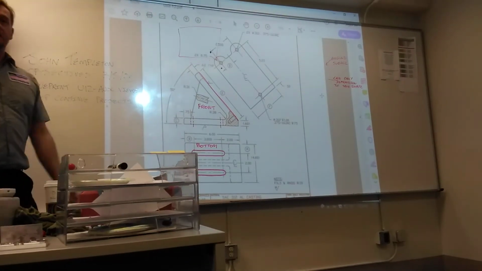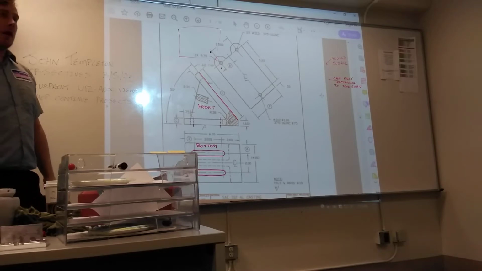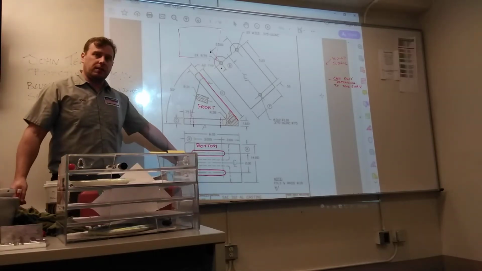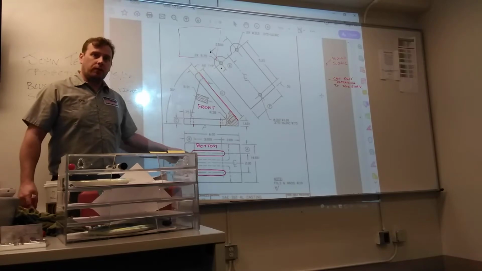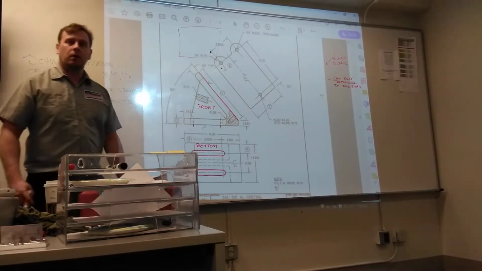And you can only dimension to what? You can only dimension to true shape. This is the only view you see the true shape of those two slots. That's why the dimensions are given on this view. Okay.